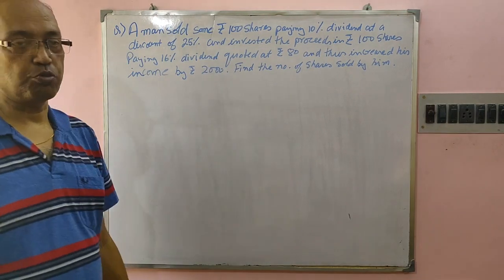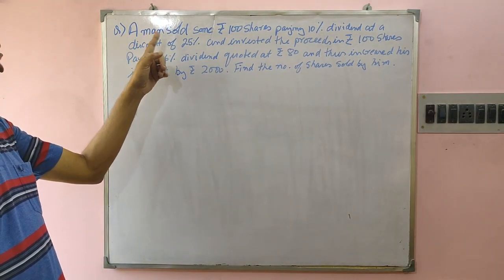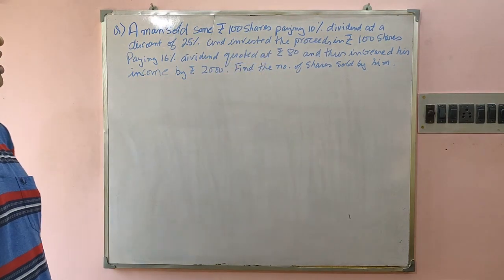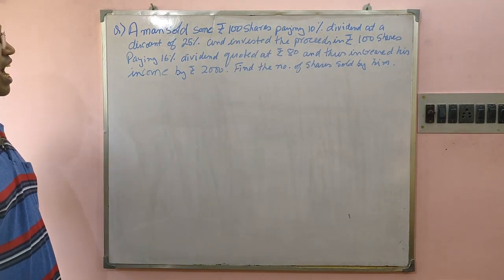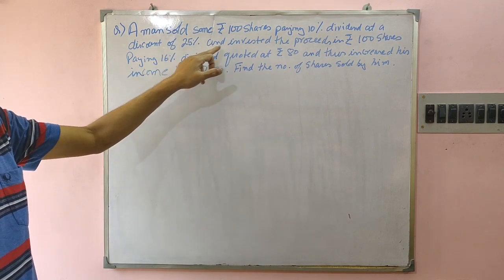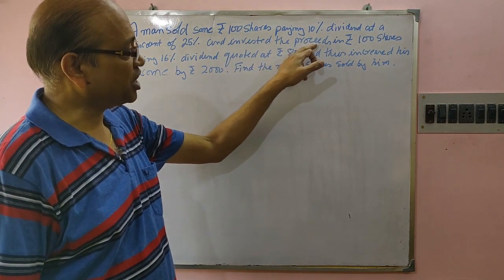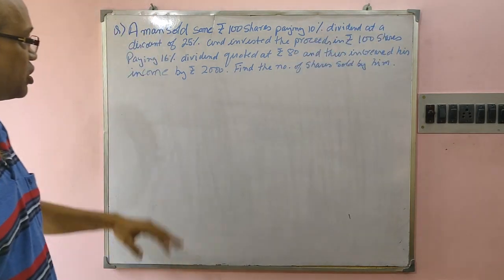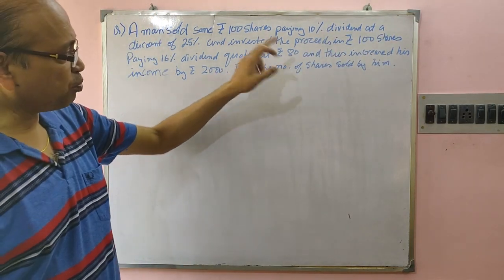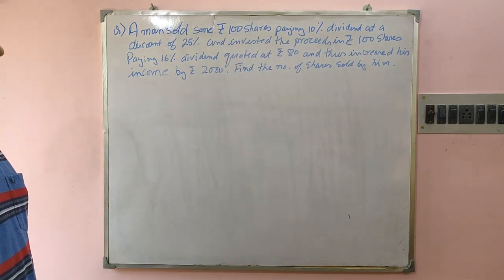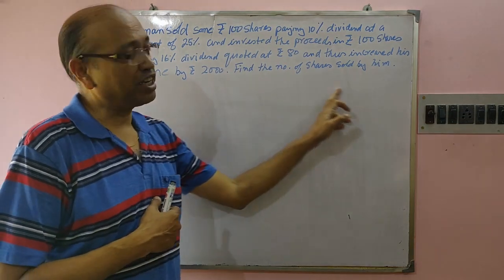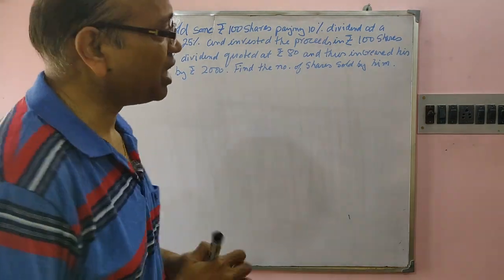The next numerical. A man sold some rupees 100 shares, paying 10% dividend at a discount of 25%, and invested the proceeds in rupees 100 shares, paying 16% dividend quoted at rupees 80, and thus increased his income by rupees 2000. Find the number of shares sold by him.